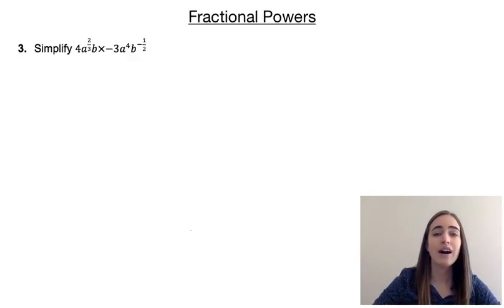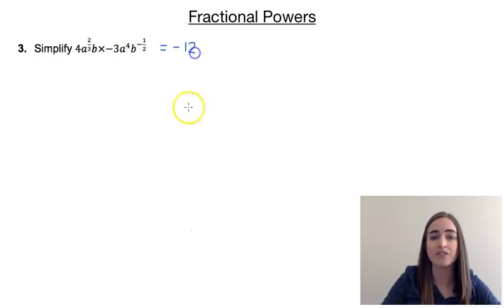Our third example asks us to simplify 4a to the power of 2/3 b times minus 3a to the power of 4 b to the power of minus a half. So it looks a bit messy, but we're just going to go through step by step. So first we'll do the numbers. So 4 times minus 3 would give us minus 12.